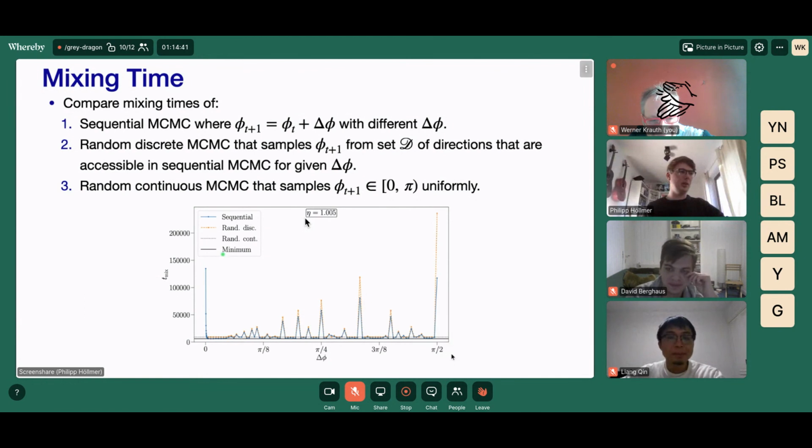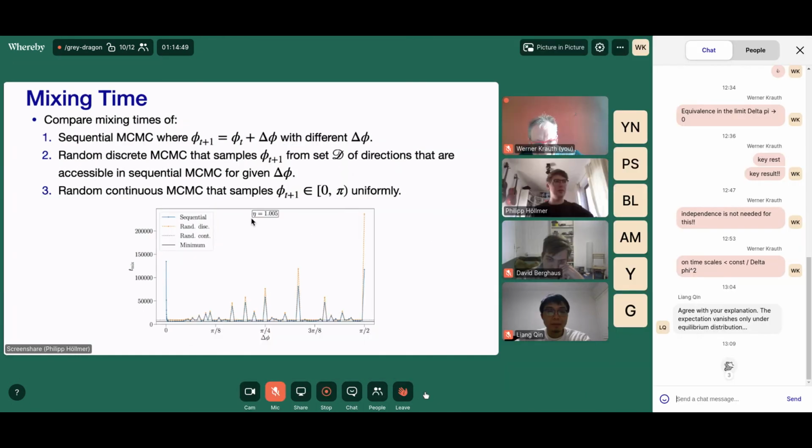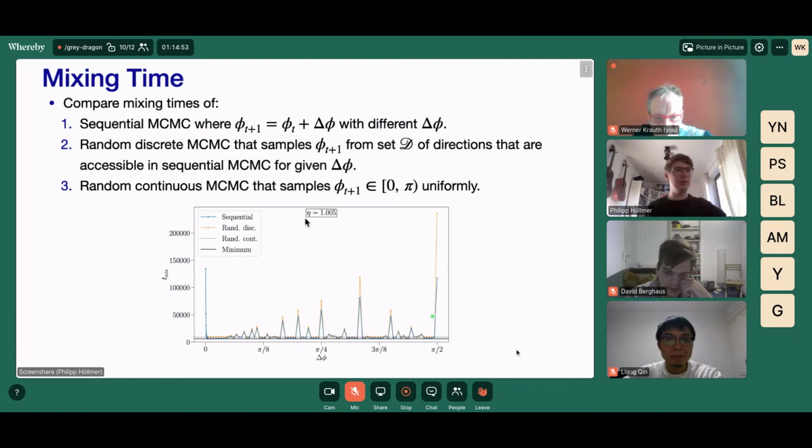We considered, I think, up to 0.1 degrees. Now you see that this divergence becomes smaller and smaller the smaller eta is, and of course you can always decrease it further. And at certain values of delta phi, the sequential scheme and the random discrete scheme show these very interesting bumps. And of course, the random continuous choice does not depend on delta phi, so we just depicted it by this dotted line here.